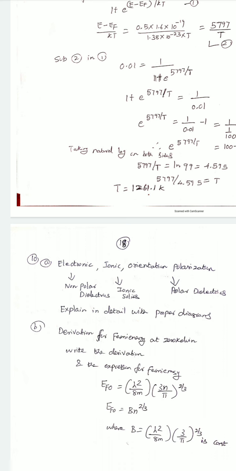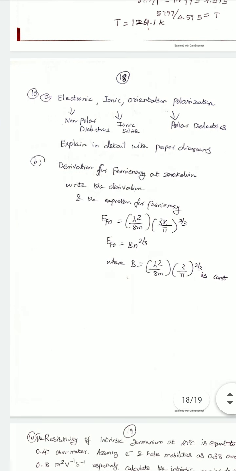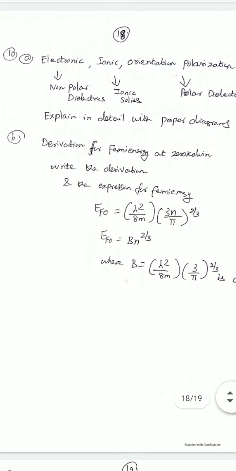Then the Fermi energy derivation. What is Fermi energy? You are supposed to write the Fermi energy definition. And then you have to mention this equation also. The derivation part you have to mention, the derivation for Fermi energy at 0 Kelvin for a metal. Up to this equation EF naught, all the steps you have to write. EF naught means Fermi energy at 0 Kelvin, that is equal to h square by 8m multiplied by (3n by pi) power 2 by 3. Up to here you have to write.